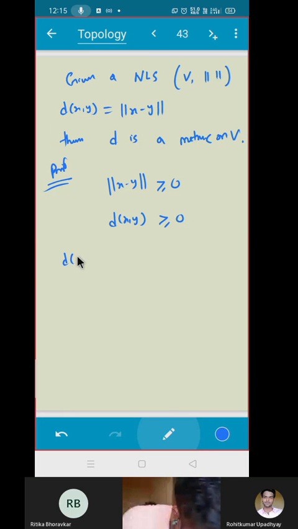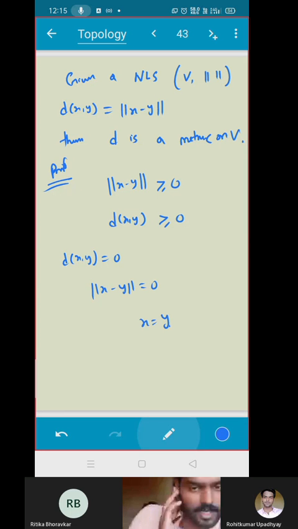If d of x y is 0, then that means norm x minus y is 0. That means what? x equal to y. Do you agree? Correct? Yes, sir. What next? And it is if and only if.